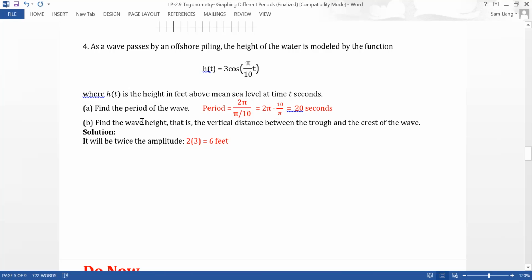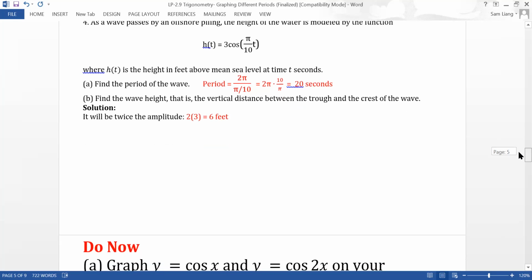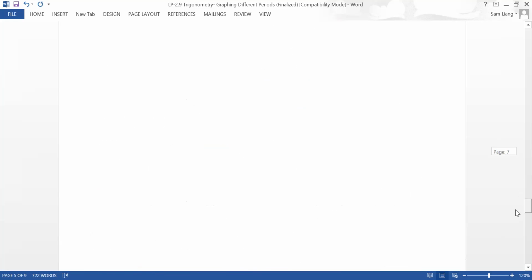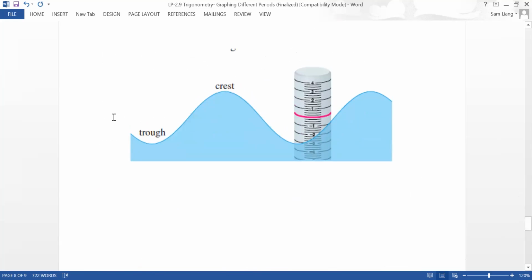Part B, find the wave height, that is the vertical distance between the trough and the crest of the wave. So trough and crest, these are words that we saw in yesterday's lesson, but actually let me show you a diagram. The distance between the trough and the crest is what we're trying to find. And this is the diagram from before. The trough is the minimum value here, and then the crest is the highest value. So the crest is like the max, the trough is the minimum value. But yeah, we need to find the vertical distance between this and that.